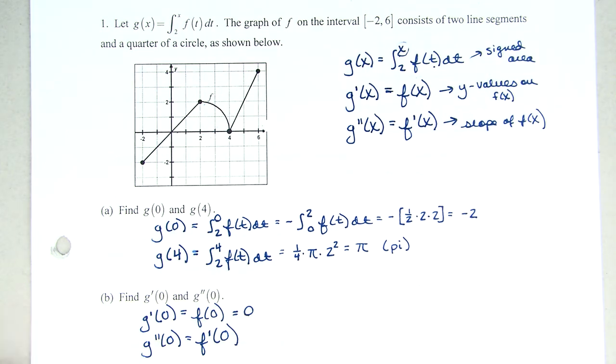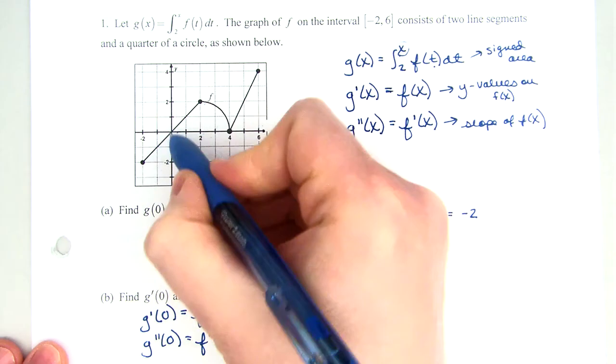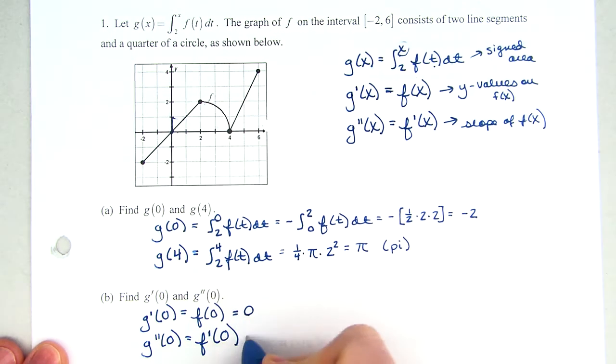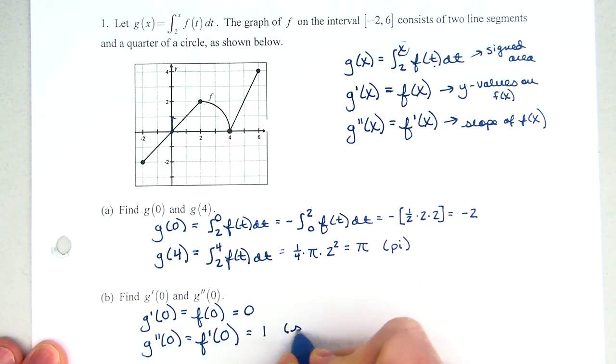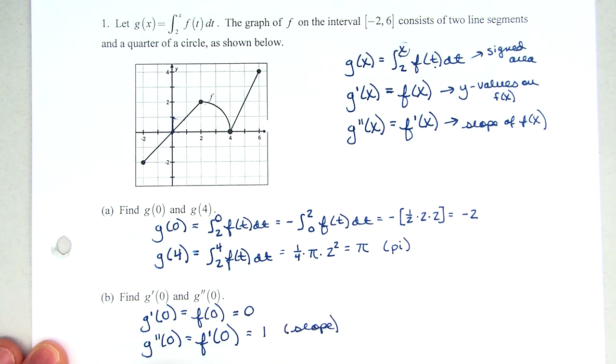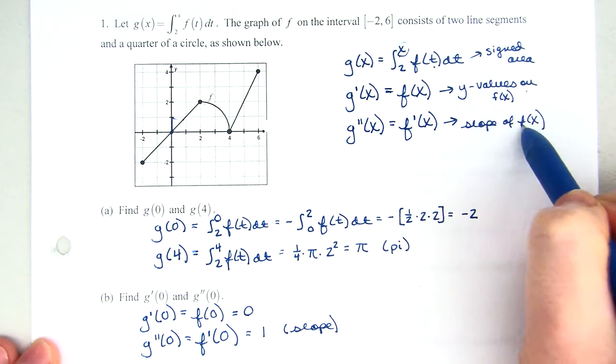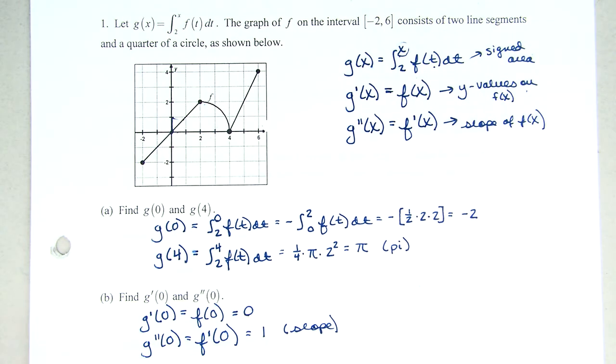f single prime of 0 means the slope of the graph that we're looking at. Here's the graph of f. I want to find the slope when x equals 0. Well, I think f prime is 0. That's just going to be my slope there, which is 1. Yeah, I definitely think I should have gone through these before labeling the ideas over here as signed area, y values, and slope. But hopefully you see how I'm getting those.